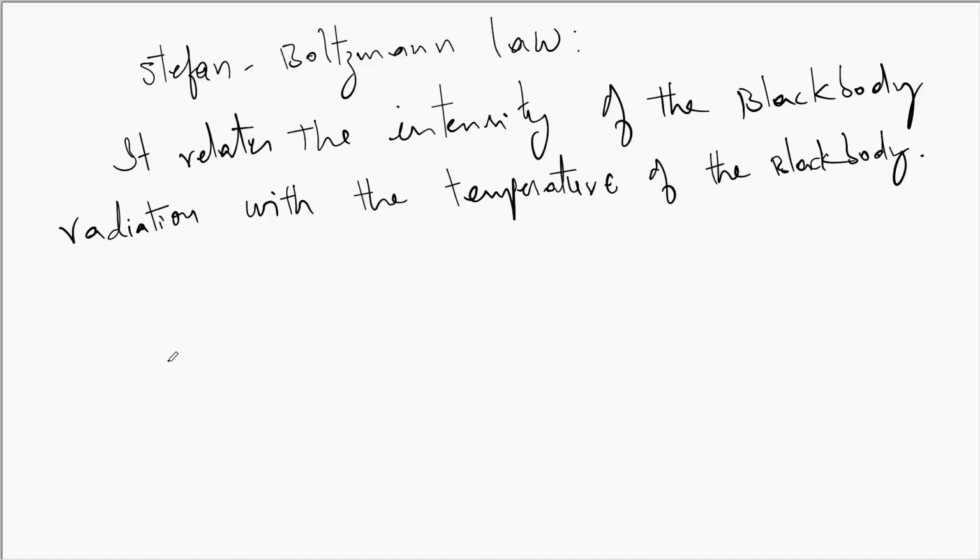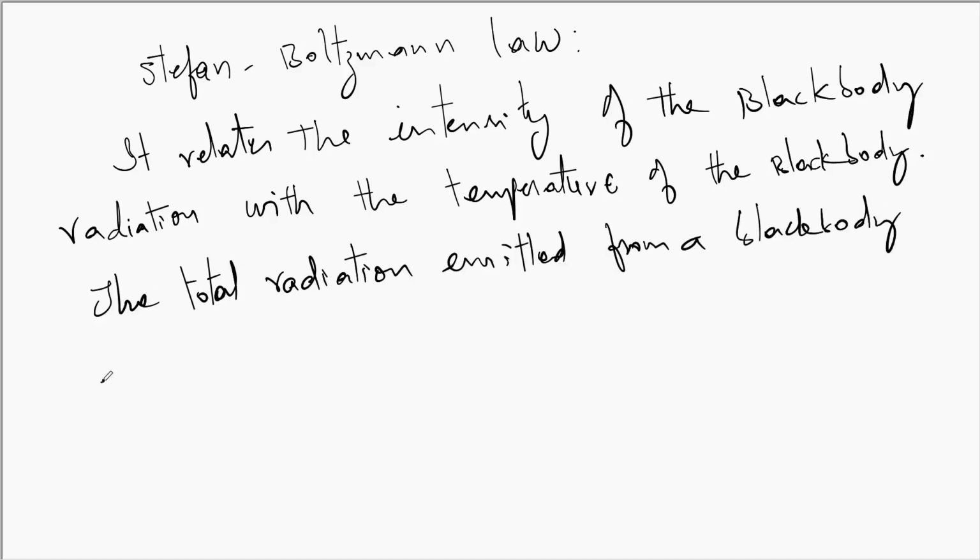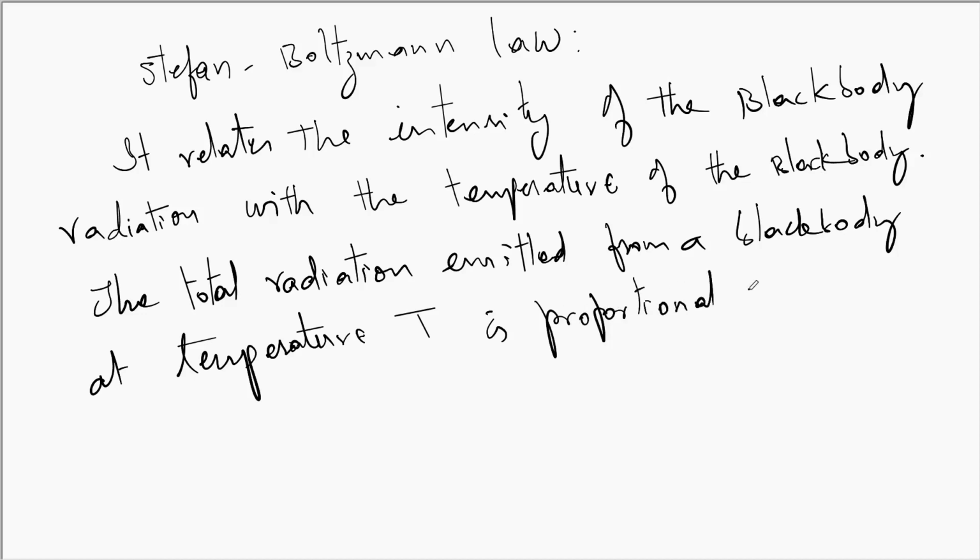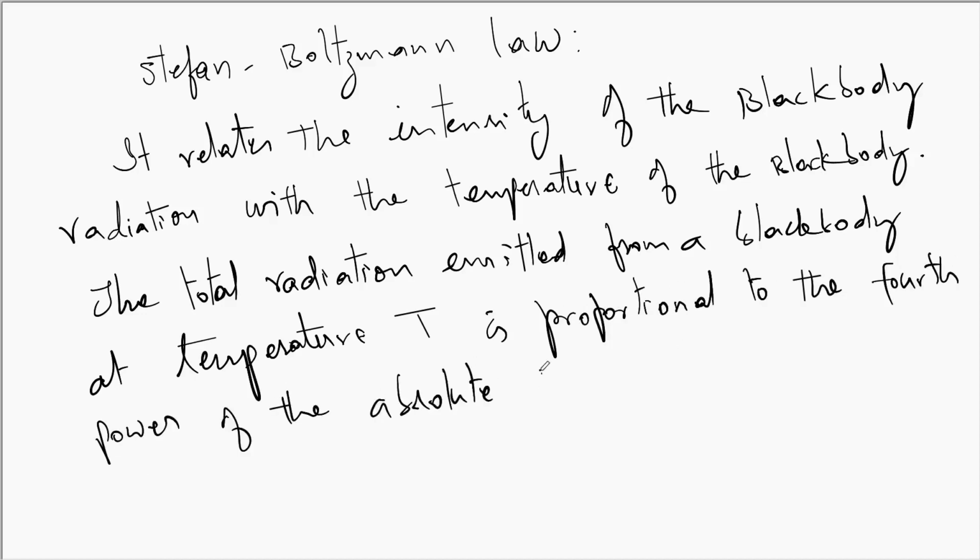The law states that the total radiation emitted from a blackbody at a temperature T is proportional to the fourth power of the absolute temperature of the body. Here, when we say body, it means the blackbody. Since the emitted radiation is proportional to the fourth power of the temperature, this law is also called the T power 4 law.